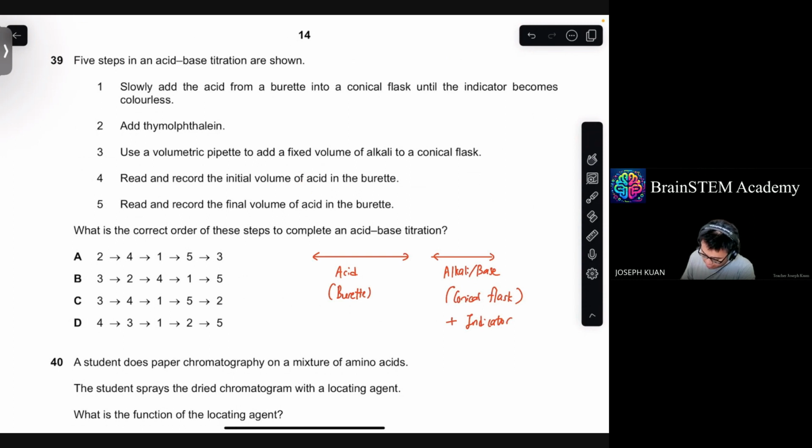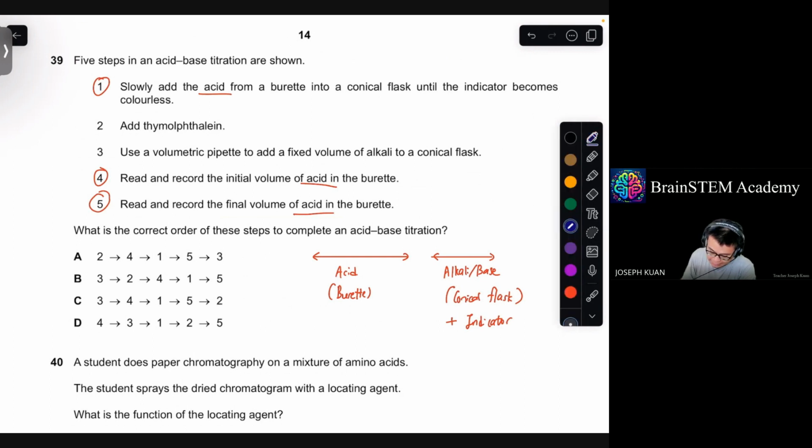4 and 5 should be together because you see, read and record the initial volume of acid in the burette, and then final volume of acid in the burette. So 4, 5, and 1 are one group in terms of the acid. Right, see, acid, acid, acid. Then 2 and 3 belong to the same group, which is the base, the indicator, and also the alkali. So just check for keywords. You don't have to read everything if you don't have time, okay?